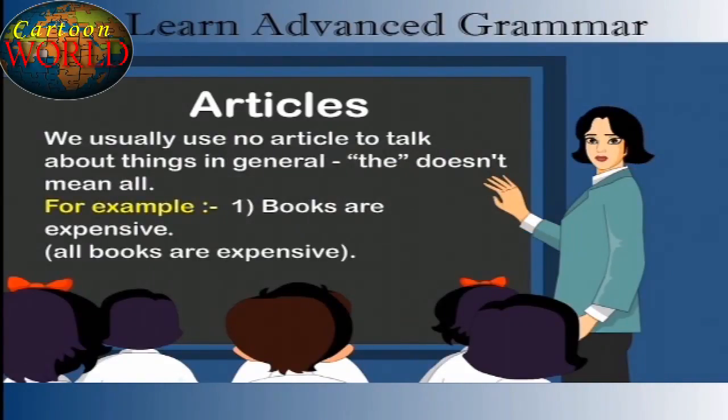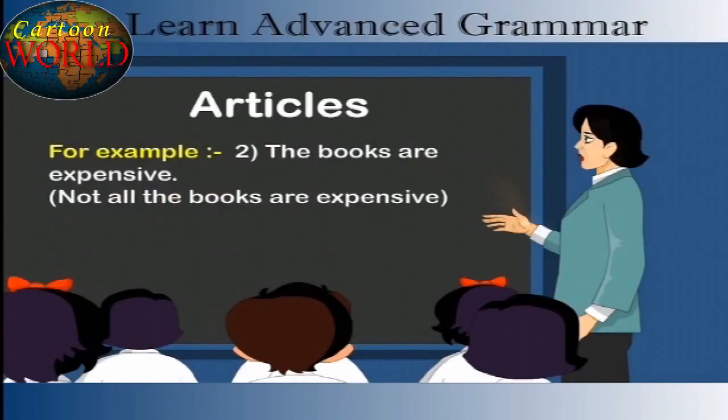We usually use no article to talk about things in general. The doesn't mean all. For example, 1. Books are expensive. All books are expensive. For example, 2. The books are expensive. Not all the books are expensive.